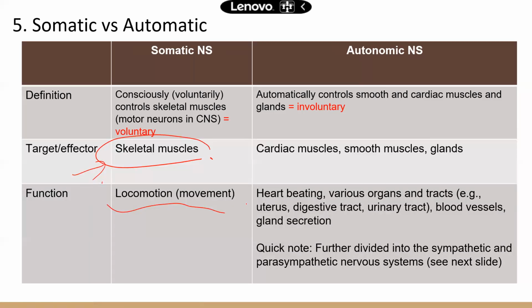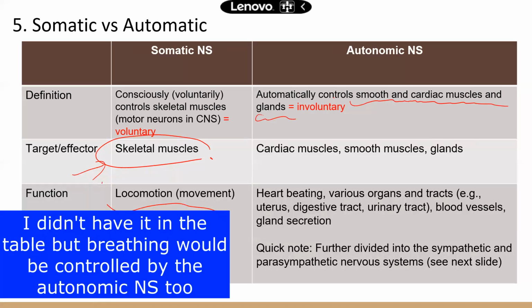Autonomic nervous system. It basically puts some of the functions in that autopilot mode. So you don't have to consciously control that. It's just happening, right? Without you consciously thinking about it. So that includes smooth muscles, cardiac muscles, and glands. Basically what we covered in that involuntary control category on the previous slide. So again, heart beating, right? And the contraction of organs and tracts, blood vessels, gland secretion.